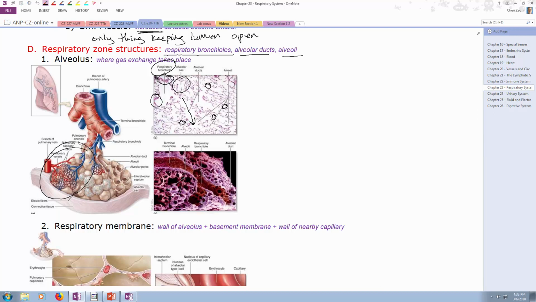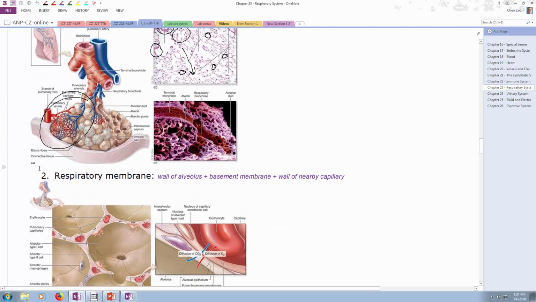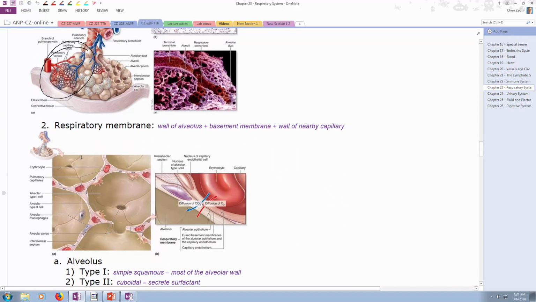And remember, we're going to use the same process that we've used in other areas, simple diffusion, going from an area of high concentration to an area of low concentration. And that's going to be the process in our capillary bed. Respiratory membrane is defined as the wall of the alveolus, which is simple squamous epithelium, plus the basement membrane between that and the nearby capillary, which is also simple squamous epithelium that we also call endothelium because it's a vascular structure.